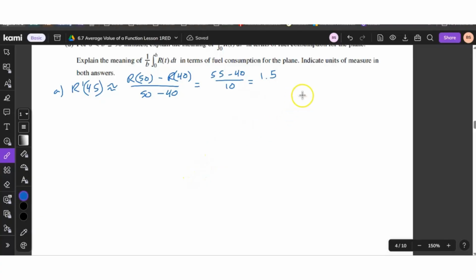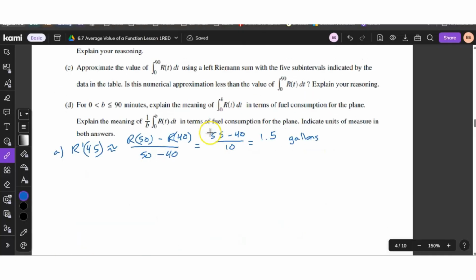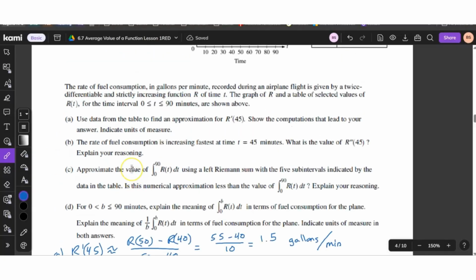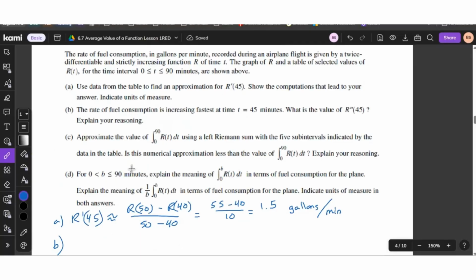Good. So we got 1.5, and that would be what? Gallons. Is it in minutes? Yes, it is. Good job. Gallons per minute. We're done. All right, let's find B. That's suspiciously easy. They often are.